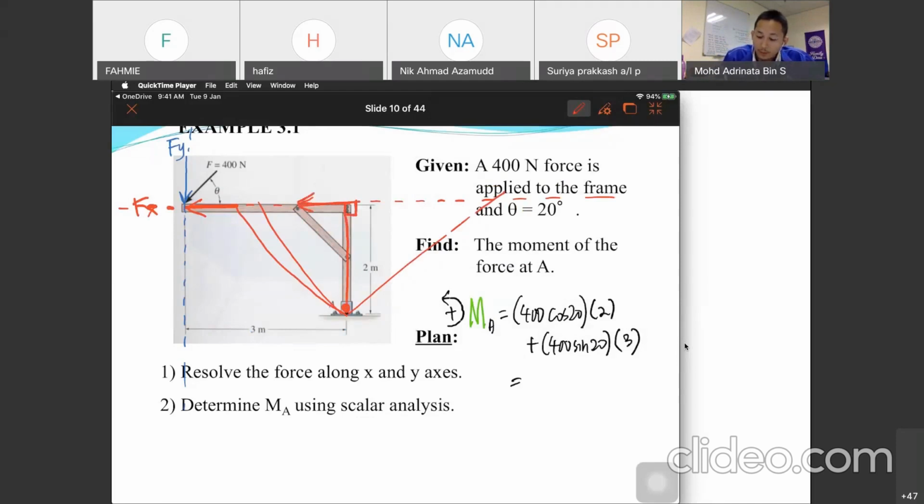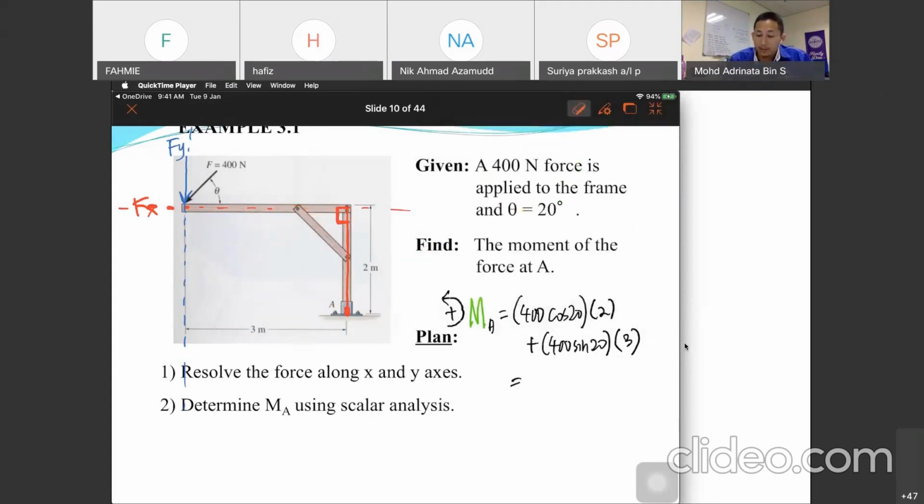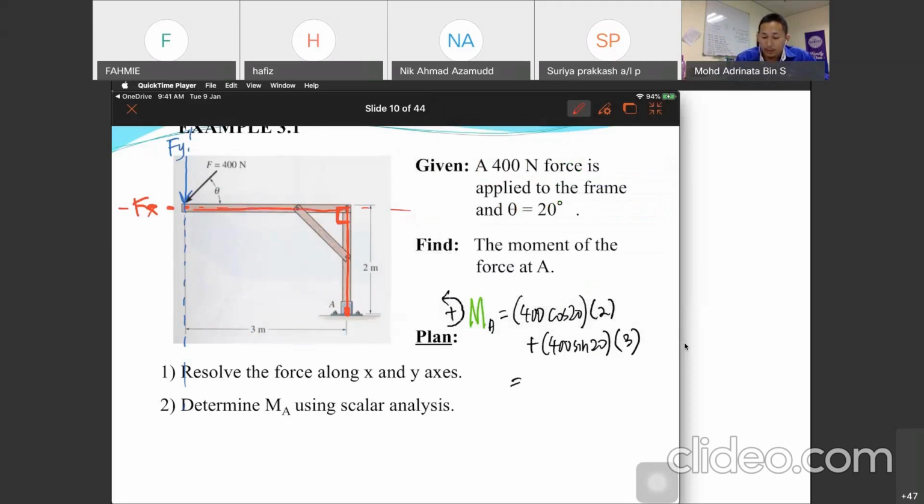Okay, so you have your Fx acting on this line. This is your distance. This is A. So you put your Fx here. This is your perpendicular. So Fx. Okay, this is your Fx. Fx is acting on this line.